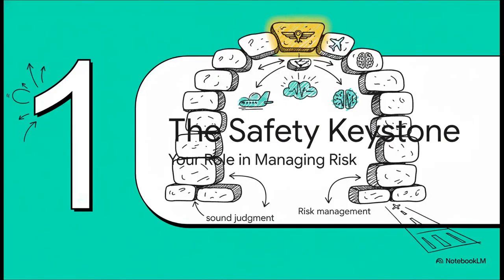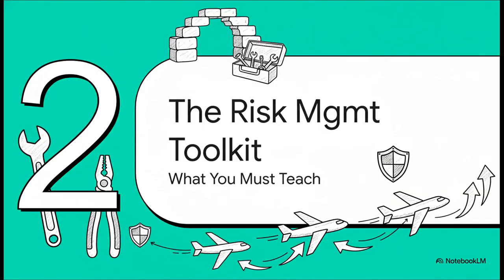So let's kick things off by really defining your role here. Think of yourself as the safety keystone. You're that essential piece that locks everything together, connecting pure flying skill with solid judgment. Without you, the whole thing can fall apart. Okay, so how do we actually do that? Well, you're going to equip your students with a specific set of tools. Let's open up this risk management toolkit and see exactly what you need to be teaching.